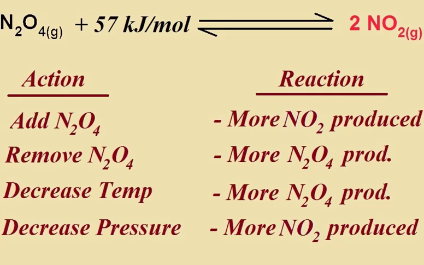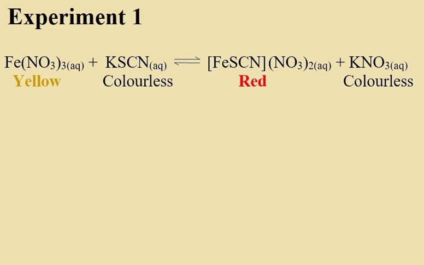So let's take a look at the 4 reactions we're going to be studying today. First, we've got the iron nitrate reacting with the potassium thiocyanate to produce this iron thiocyanate complex in the forward reaction. And the back reaction breaks it down back into the original ingredients. The starting iron nitrate is yellow in colour. The product iron thiocyanate is red in colour.